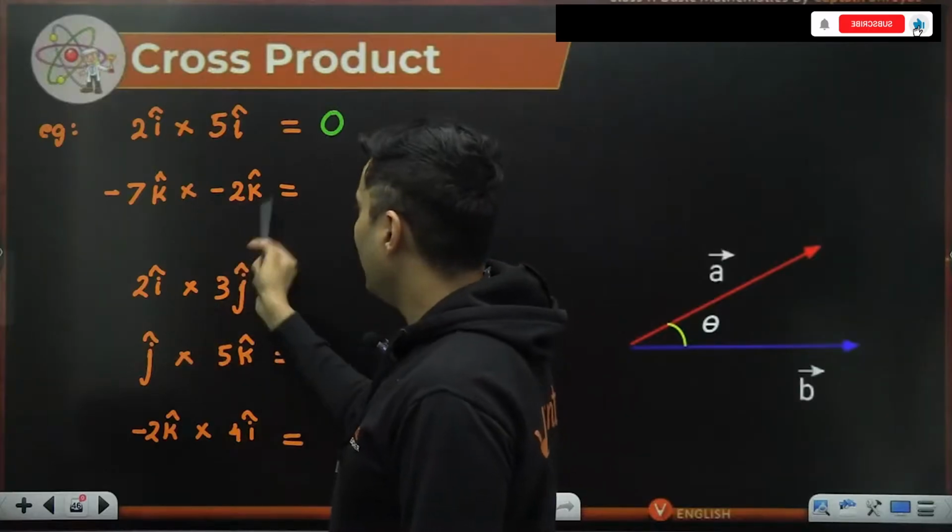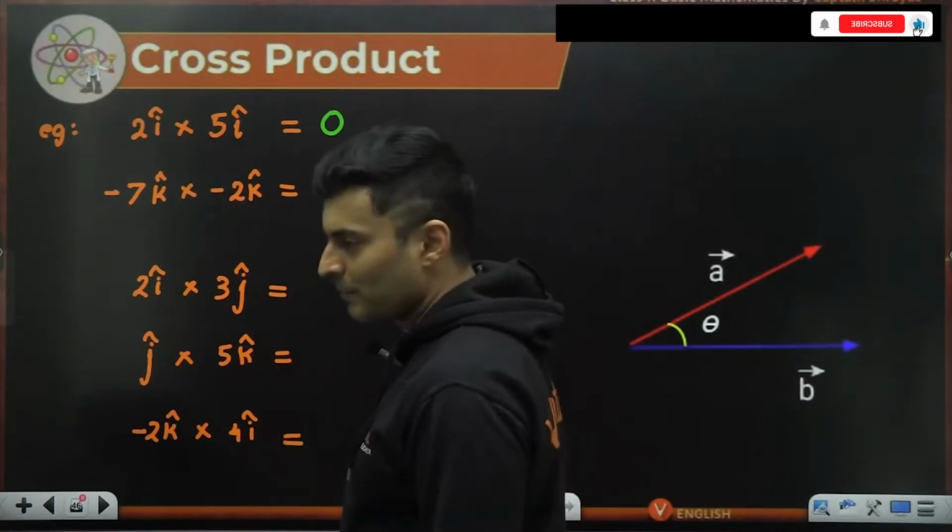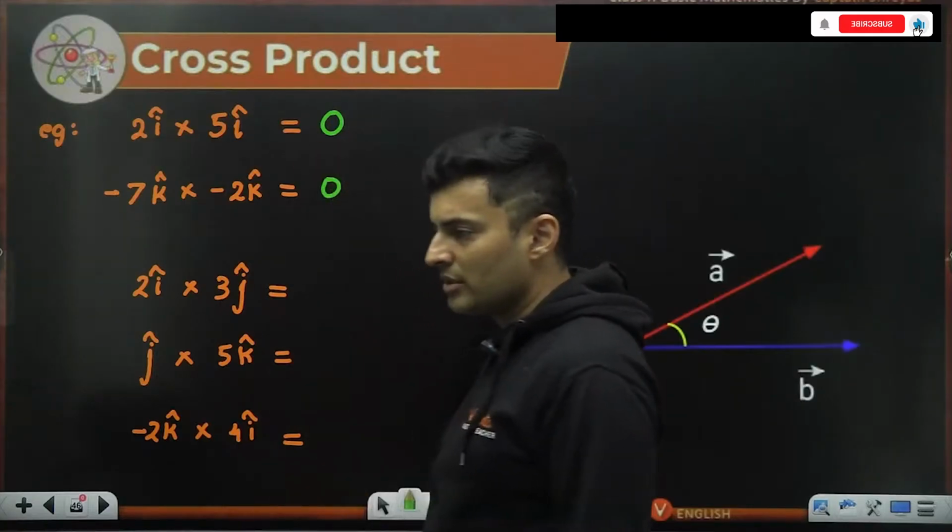Second answer, k and k. k and k same direction, right? Perfectly. Answer is 0. Gone. So first two things gone, 0 and 0.